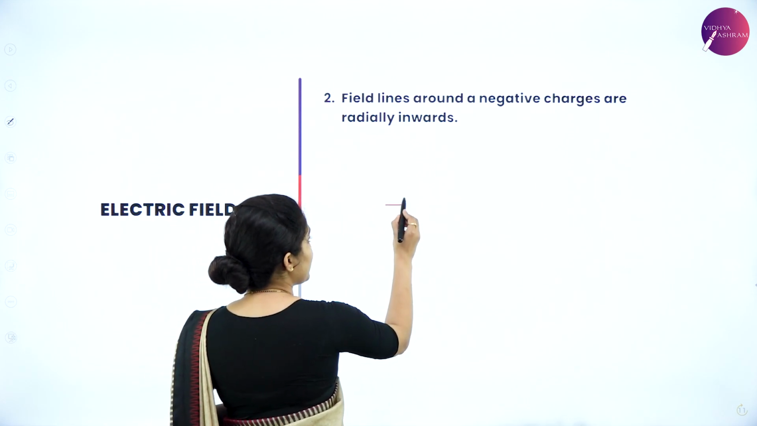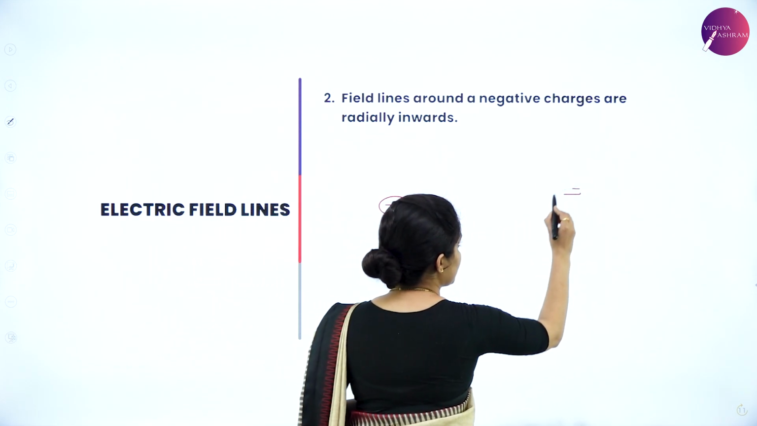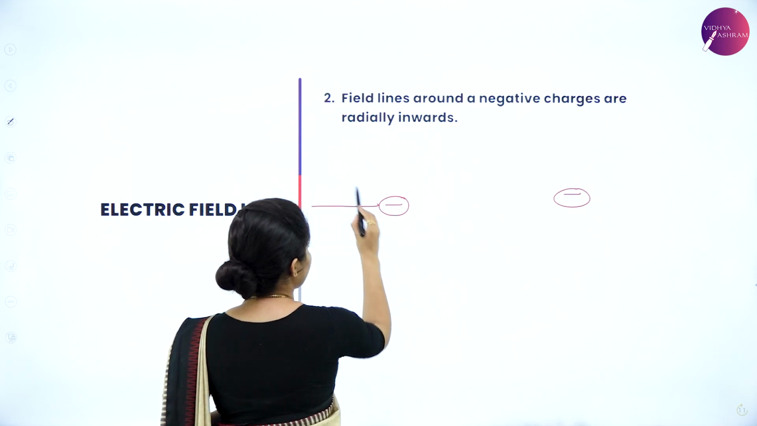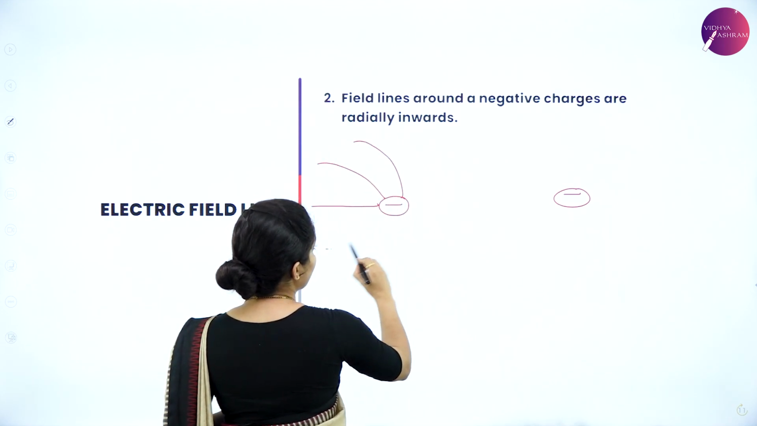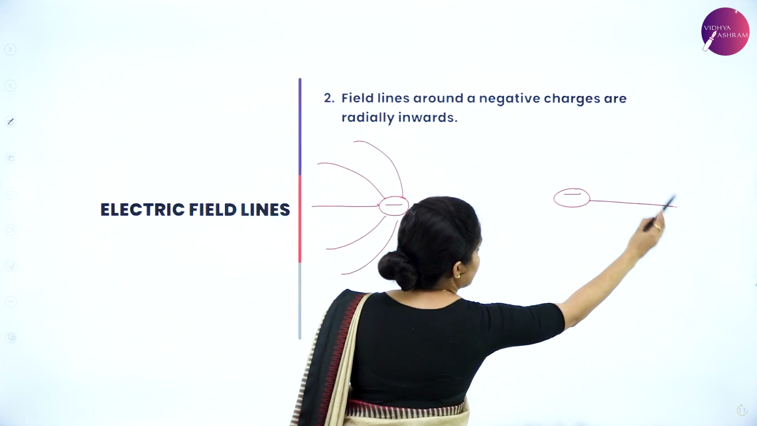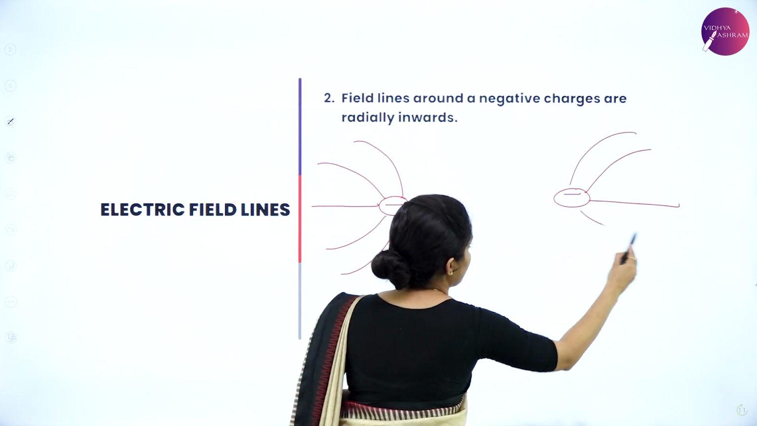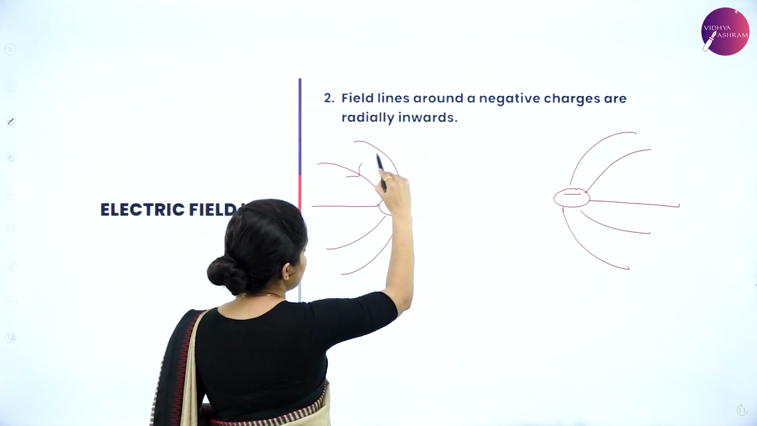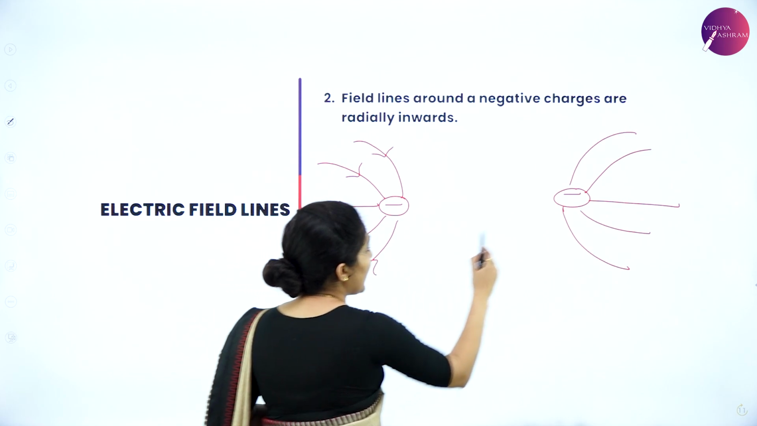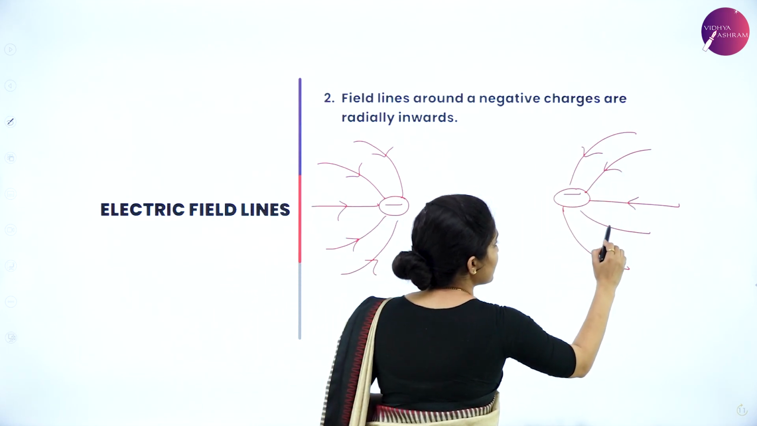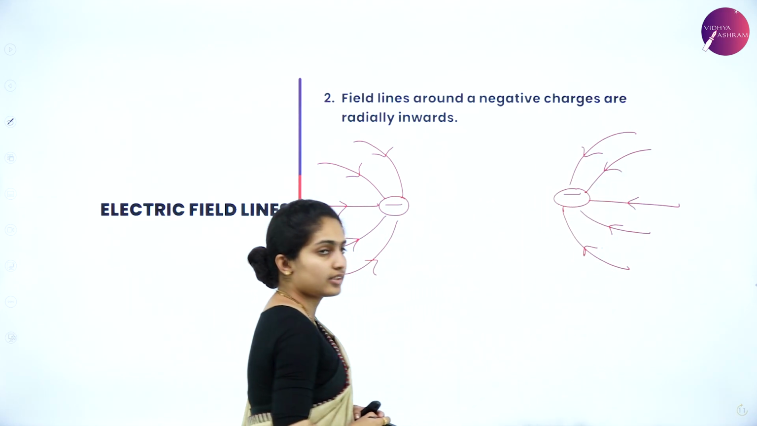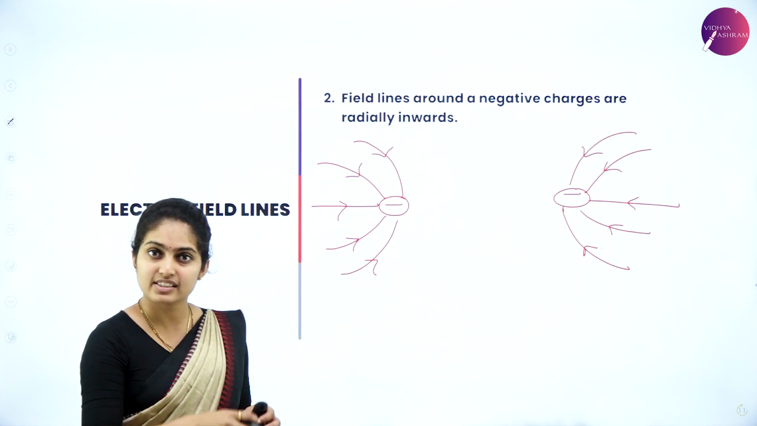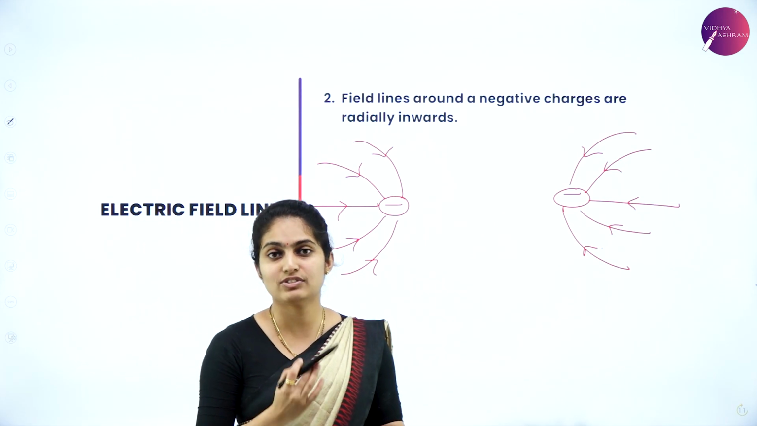Field lines around a negative charge are radially inwards. So we have two negative charges, to which we apply the radially inward concept. If we consider it in the same way as a positive charge, this is inwards. Only the arrow mark gives you the correct answer, whether it is correct or whether it is wrong. It gives you the answer.